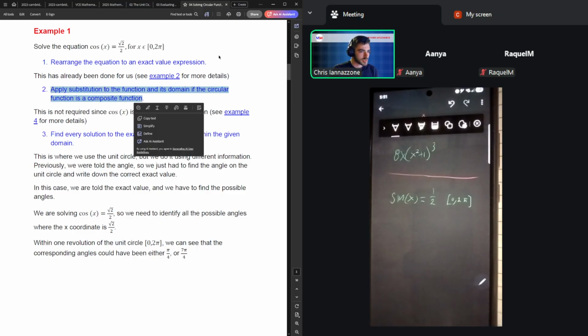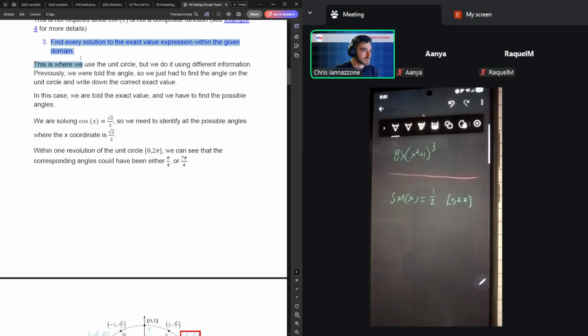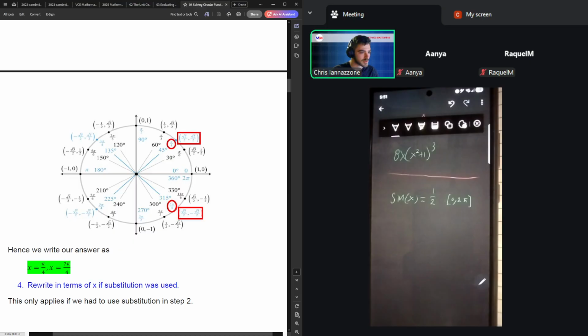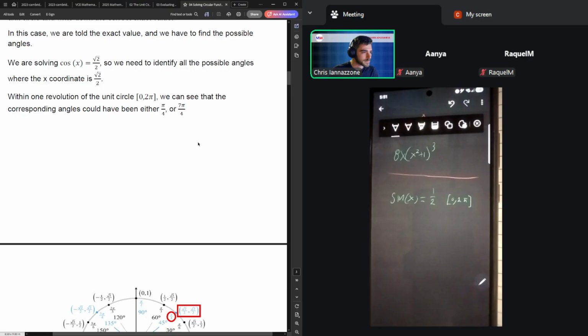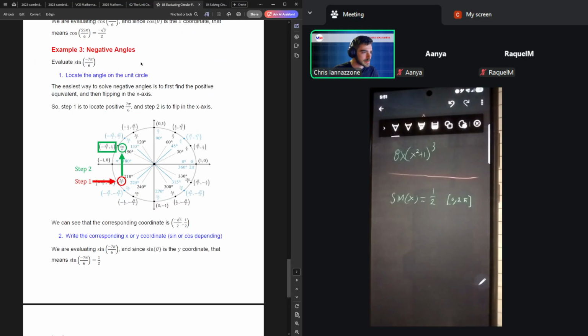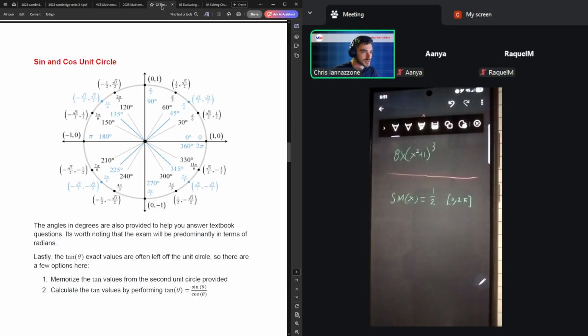Step 2, we're not going to look at today. That's for more complicated things. Step 3, so we're now going to look on the unit circle for every spot where sine equals a half. So it's sine, which means we have to look at a specific coordinate. I'll make it an easy question. Does sine give us the x coordinates or the y coordinates on the unit circle?